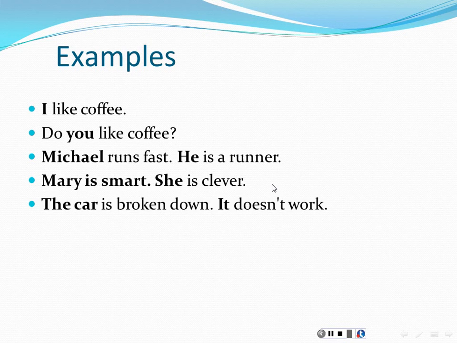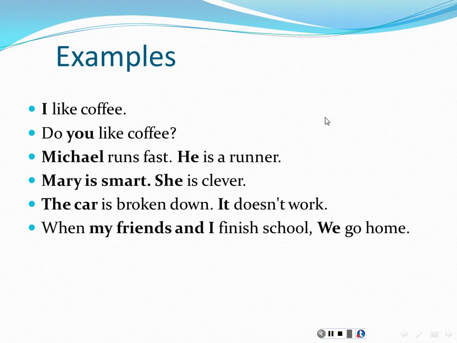Okay, the next example, the car is broken down. Broken down means it doesn't work. السيارة معطلة. The car is broken down. Car, is it a male? Is it a female? No. The car is not a male. It's not a female. It's a neuter. It's a thing. It's a machine. So what do we use? We use it because it's singular. It doesn't work. So we use it instead of car, and it refers to the car.